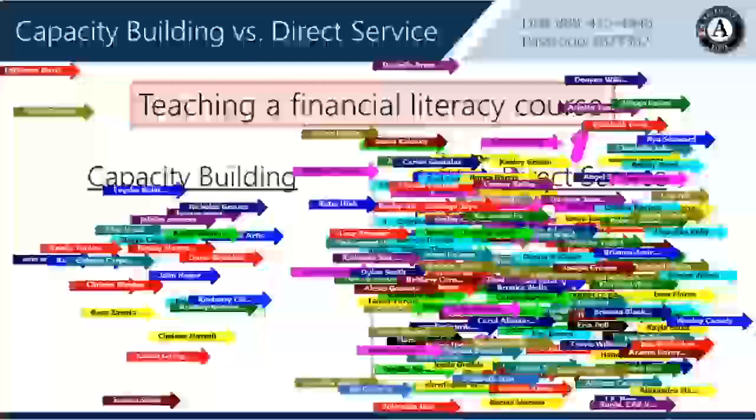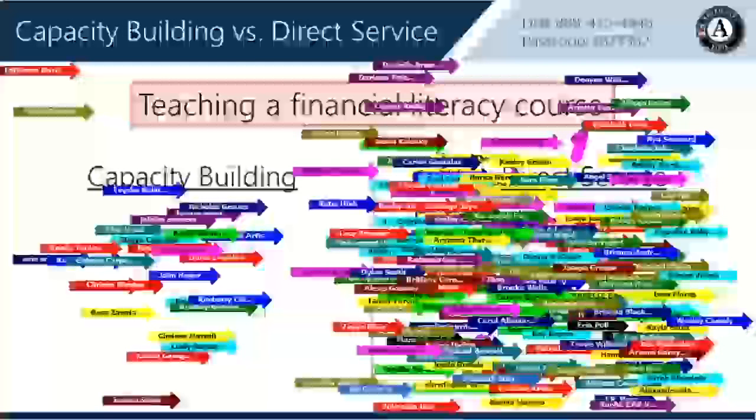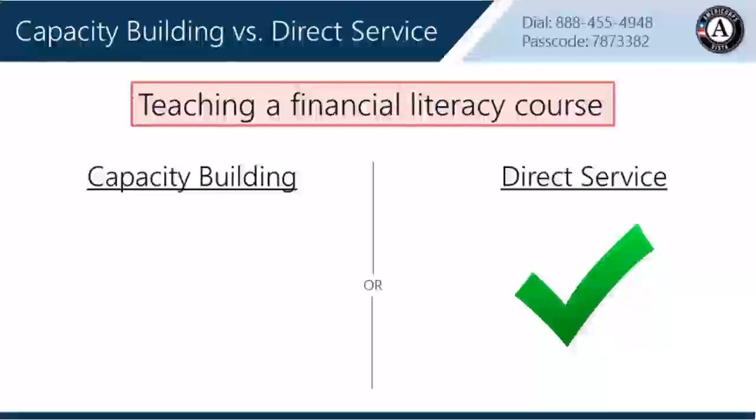And the answer is direct service. And this is because in this specific example, it involves hands-on educating individuals. The capacity building element that a VISTA would do would not be teaching the financial literacy course, but the VISTA might be developing the curriculum for the financial literacy course or connecting with organizations who are experts in financial literacy to obtain resources and information.